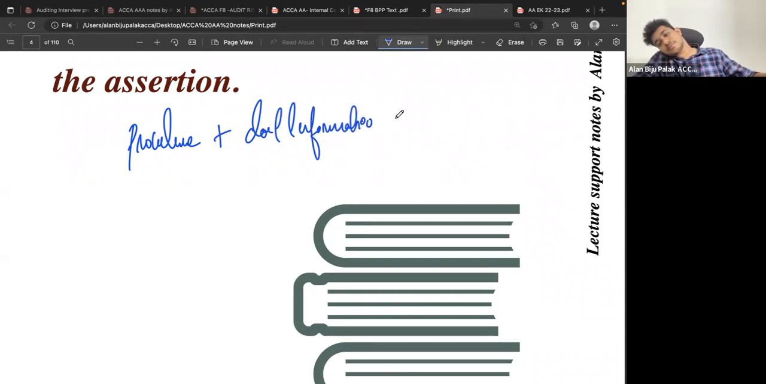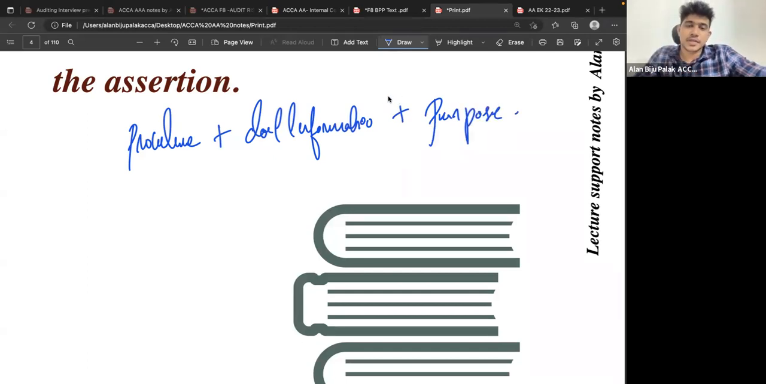Document information, then purpose. This is what you need to include regarding each of the substantives. You need to clearly include a procedure. You have to specify whatever document or information you want, and whatever the purpose is, that should also be specified there.